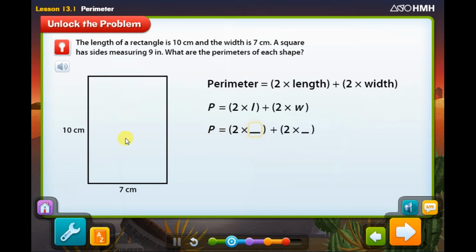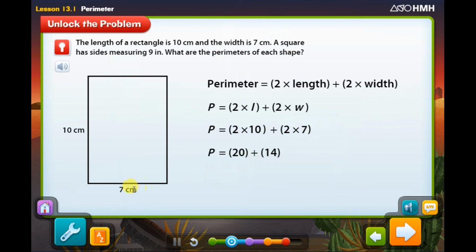2 multiplied by length. What is the length? It's 10. The length of the rectangle is 10 centimeters. What's the width? And 2 multiplied by the width. The width is 7. The width of the rectangle is 7 centimeters. The perimeter is equal to 20 plus 14. If you add them together, it will give you 34.